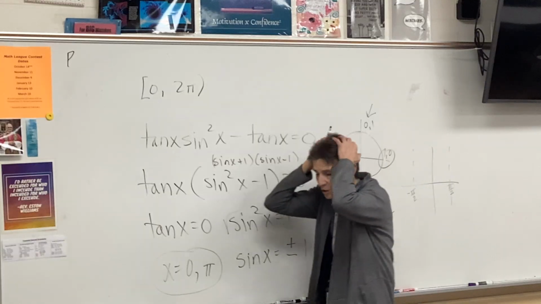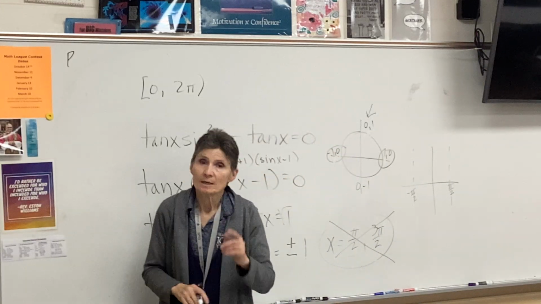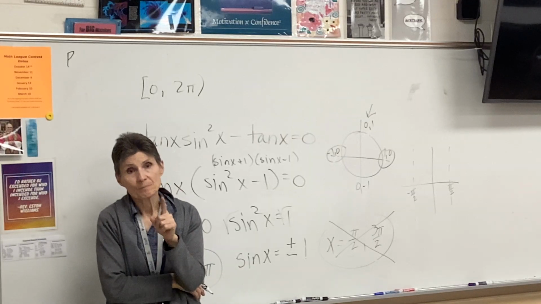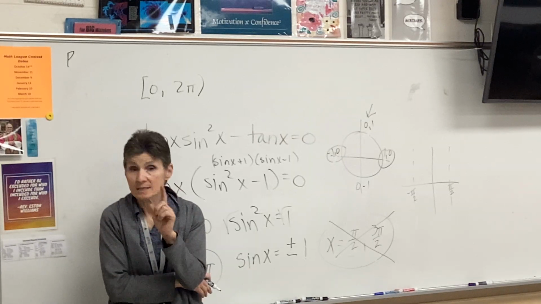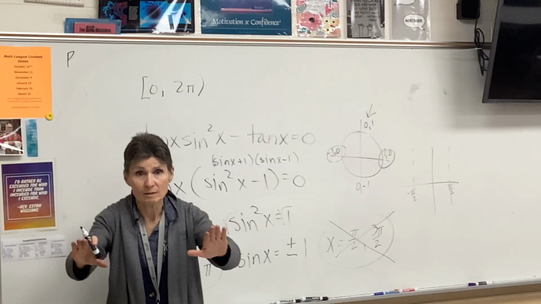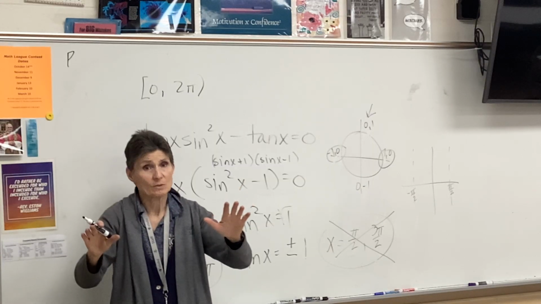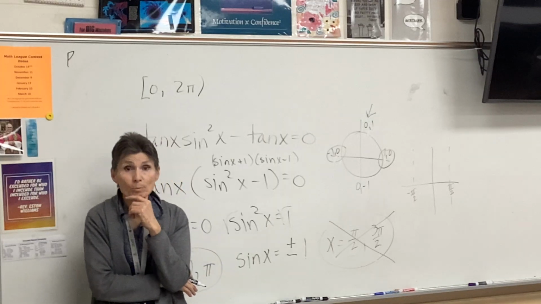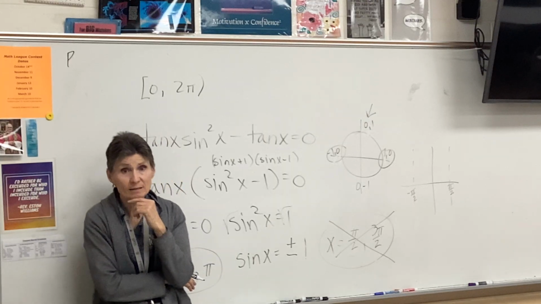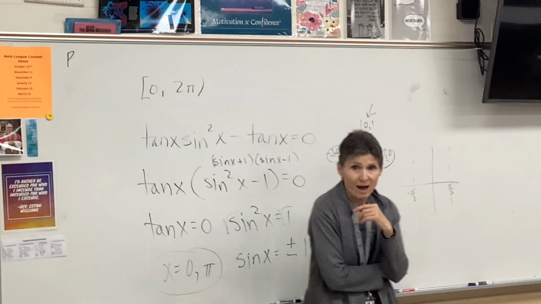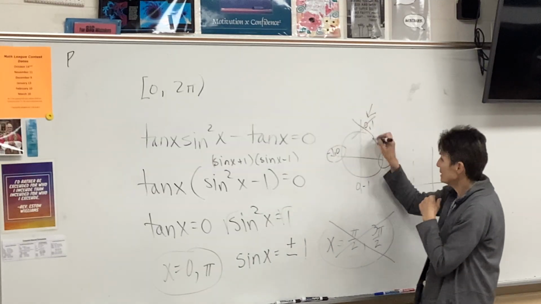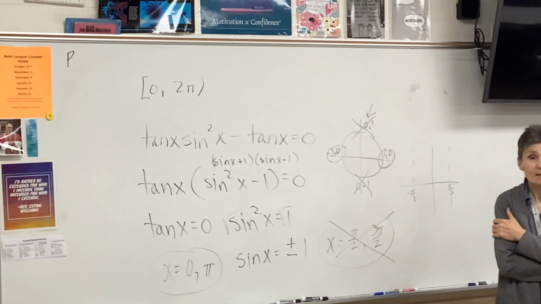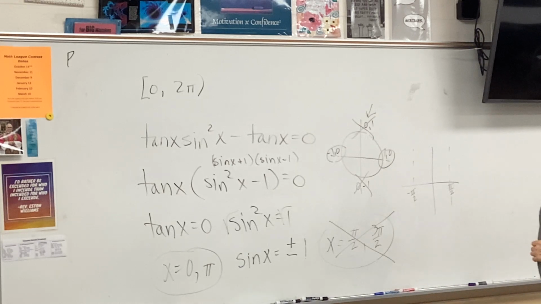Oh my gosh, how am I going to remember all this? Guys, you need to remember that tangent can be undefined. Sine and cosine are always good. You don't have to worry about sine and cosine. But tangent can be undefined. So if your problem has a tangent in it, you cannot have an answer here or here, because at those two places, the tangent does not exist.